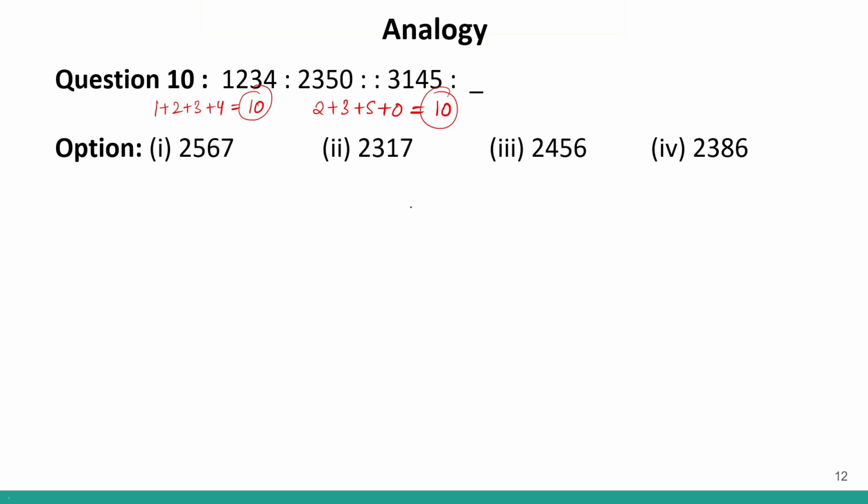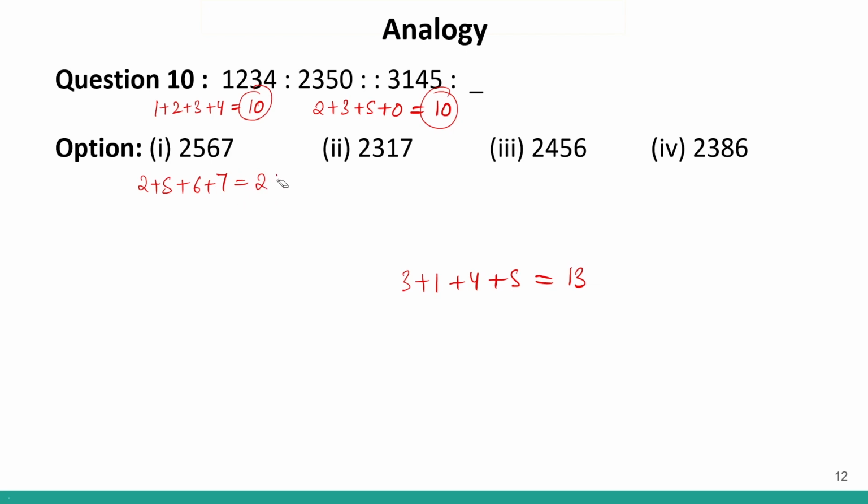So now let us check for 3 plus 1 plus 4 plus 5. So 3 plus 1, 4. 4 plus 4, 8. 8 plus 5, 13. So now we have to look at an option that has the sum of 13. Correct? So 2 plus 5 plus 6 plus 7. So 5 plus 2 is 7. 7 plus 7 is 14. 14 plus 6 is how much? It is 22. Correct?